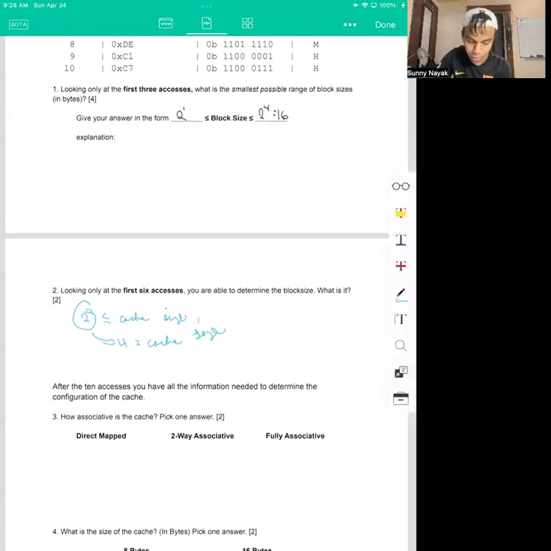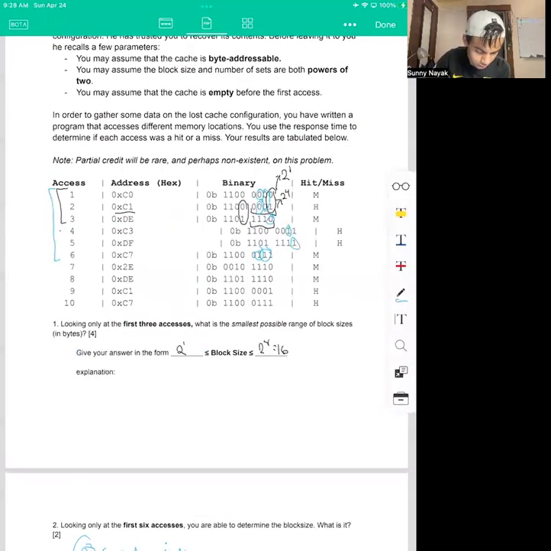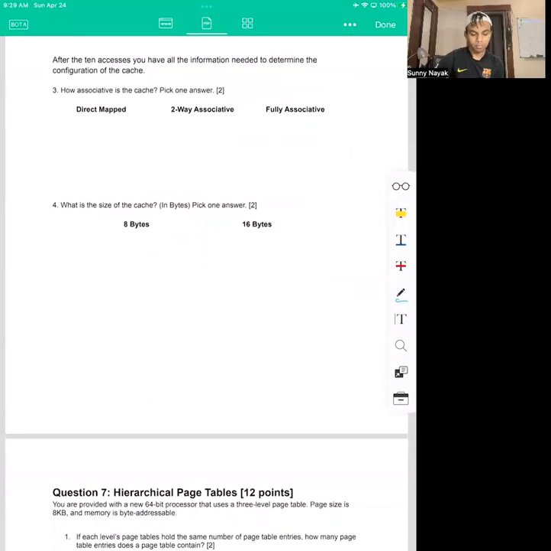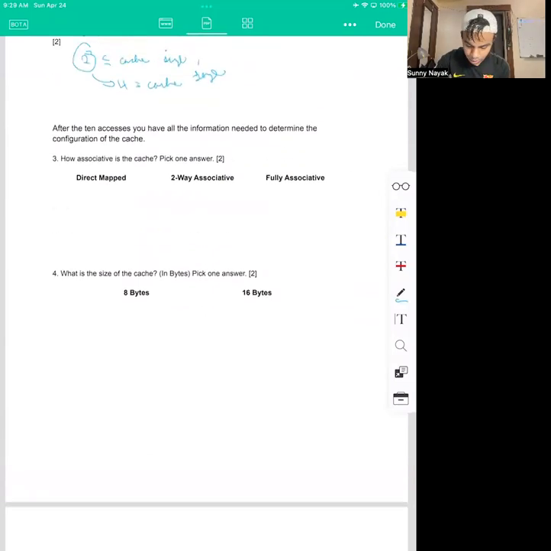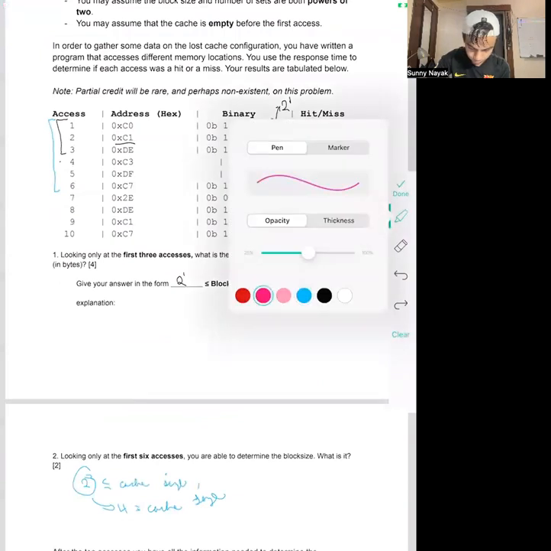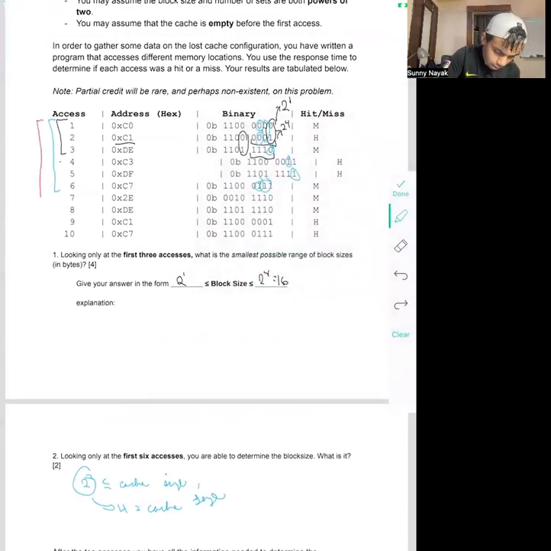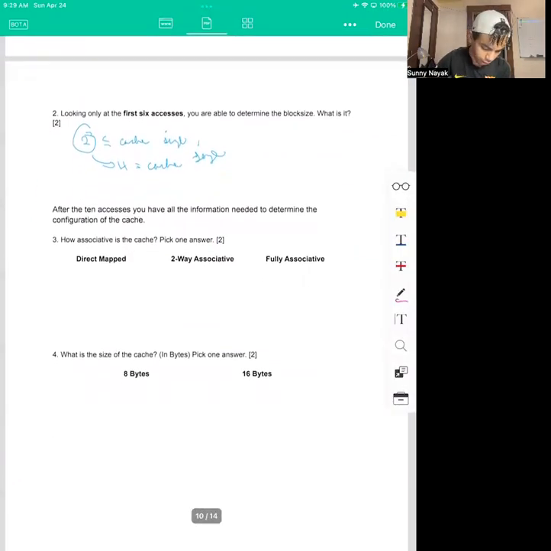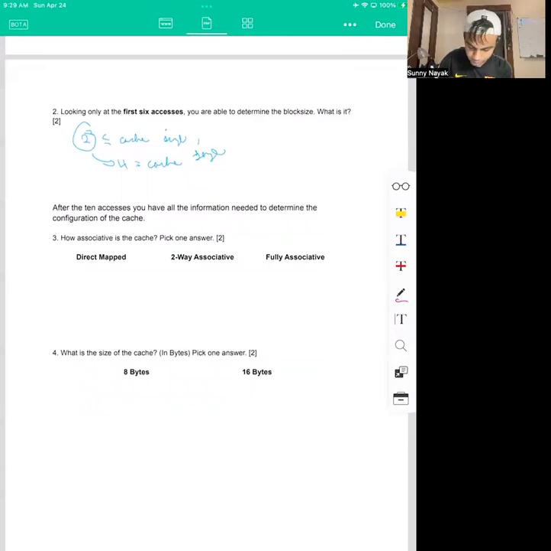And so the explanation that we provide is along the lines of, cache access 4 helped me determine a higher upper bound or lower bound, and cache access C7 helped me determine a lower upper bound. Cool. So then it opens up the question to all 10 accesses, and it asks us to determine the associativity of the cache as well as the size of the cache.